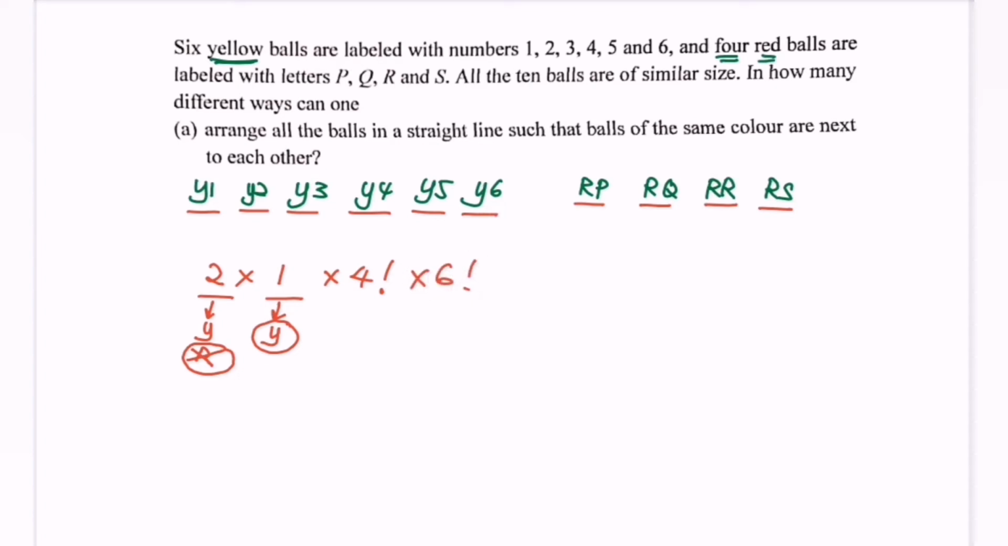So rewrite the situation. We have 2 factorial for the same color. Then inside the red color, we can rearrange, so we have 4 factorial, multiplied by the yellow part, which is 6 factorial. By referring to the calculator, we see 34560. So that is the answer for this question.